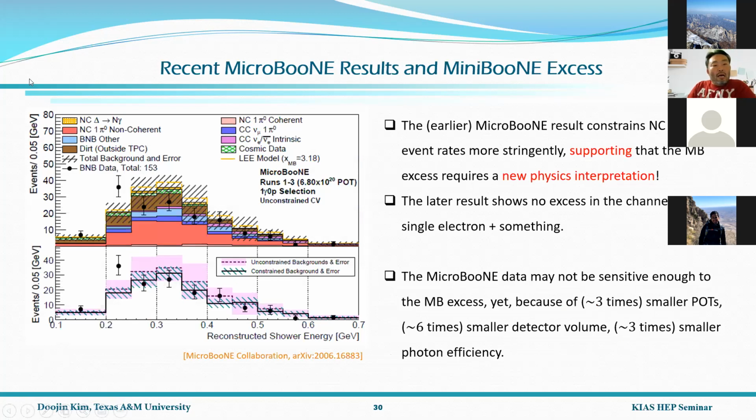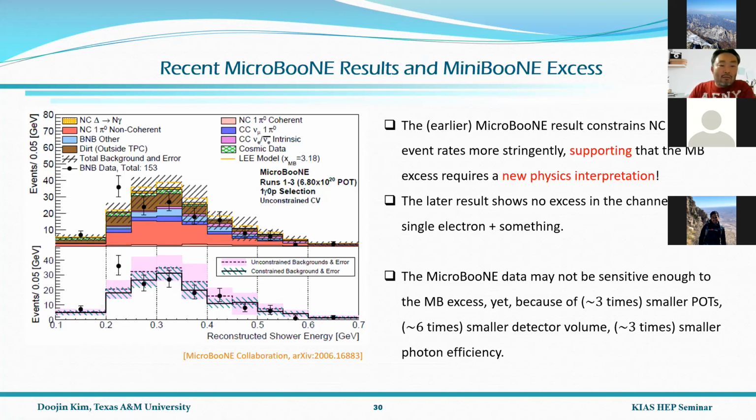Okay, so as another consistency check, you may wonder whether the parameter fits agree with the recent MicroBooNE result. Very briefly speaking, MicroBooNE reported the result in the photon channel and in the single electron channels a few months ago. The photon channel analysis constrains the neutral current delta resonance decay most stringently. Their result advocates that the MiniBooNE excess needs a new physics interpretation. On the other hand, the single electron channel searches show that the data is consistent with the standard model expectation.